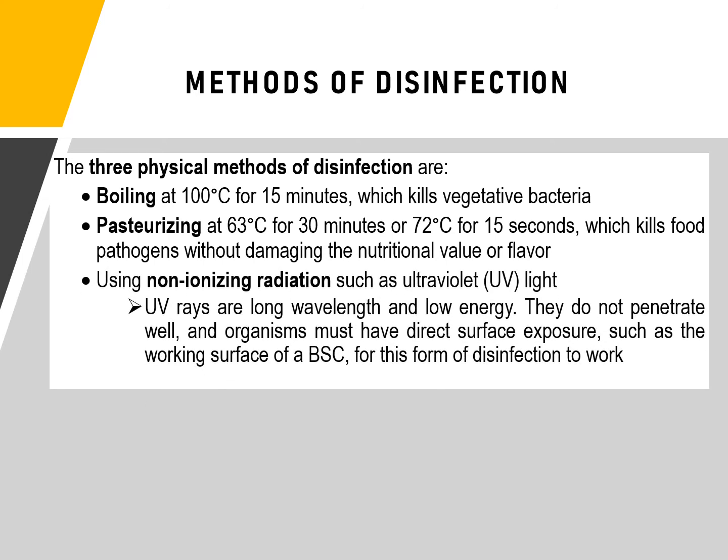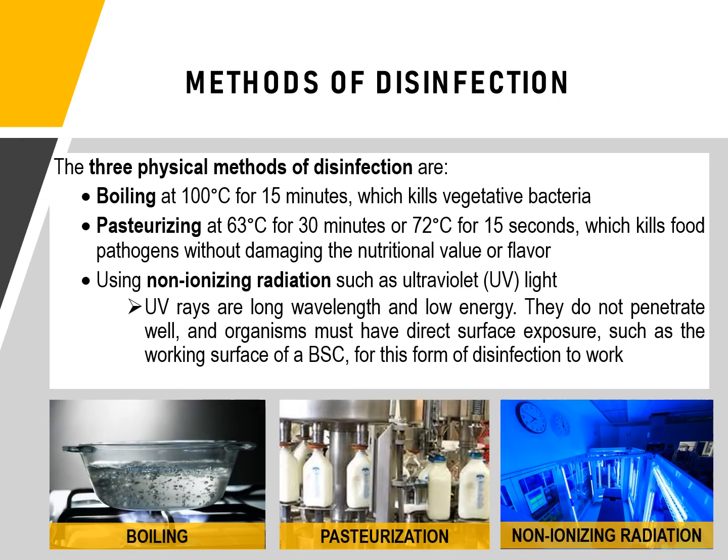The third physical method is the use of non-ionizing radiation such as UV light, and we have already discussed this one in our lesson on the biosafety cabinet. But take note that UV light does not penetrate well, and organisms must have direct surface exposure, such as the working surface of our biosafety cabinet, for this form of disinfection to work. So these are some illustrations depicting the three physical methods of disinfection.